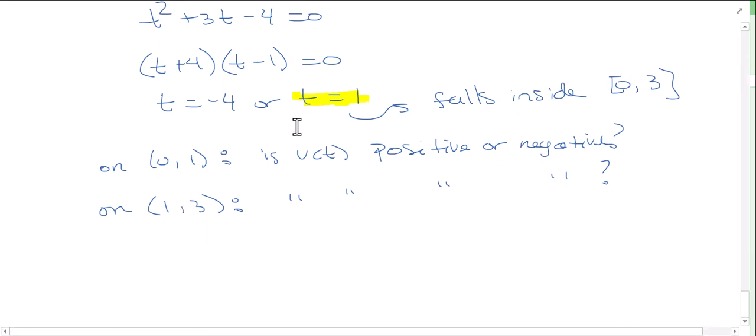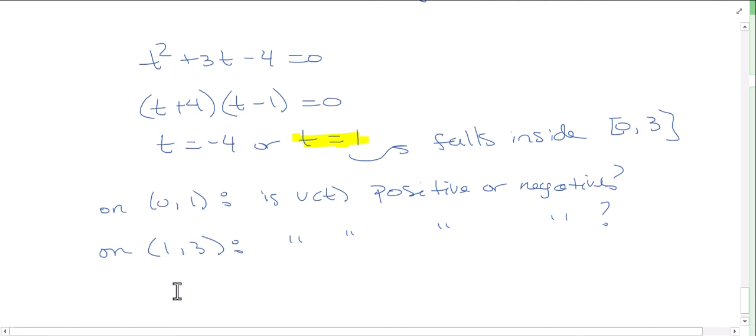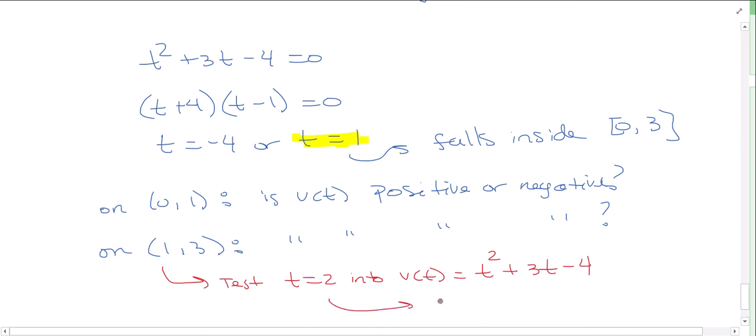So pick a value like 1/2. Well, I know it's going to change, so probably on the second interval, it's easier to test. I'm going to test t equals 2 in v of t and see what kind of value I get. v of t is t squared plus 3t minus 4. So v of 2 will be 2 squared plus 3 times 2 minus 4. That gives me 6, which is greater than 0. So in this interval, it's positive. The absolute value of a positive stays positive.